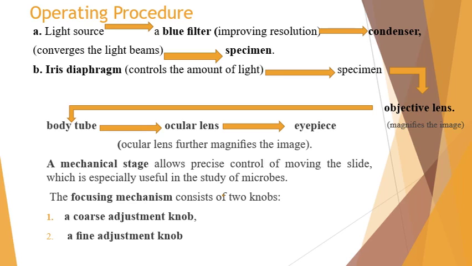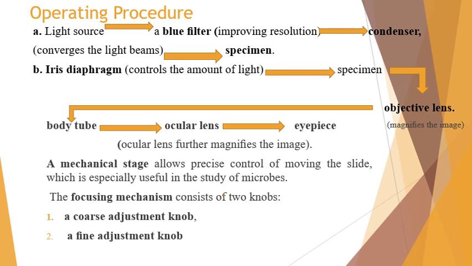The second is that it then goes through a condenser, which converges the light beam so that it passes through the specimen. After this, the iris diaphragm controls the amount of light that passes through the specimen and into the objective lens. The objective lens magnifies the image before it passes through the body tube to the ocular lens in the eyepiece. The ocular lens further magnifies the image.